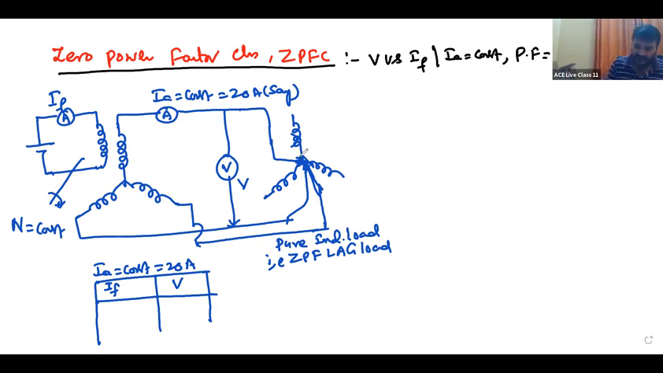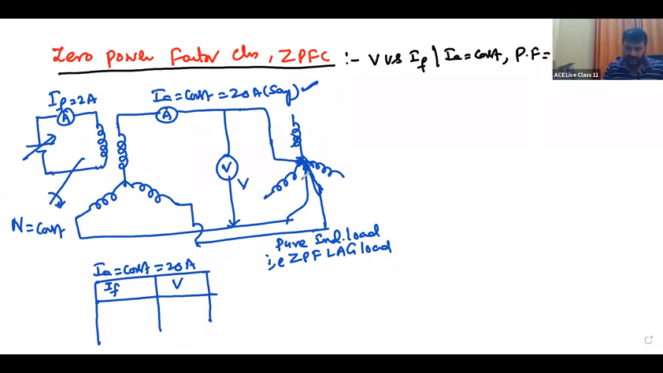Under short circuit condition, I will adjust the field current such that the current will be 20 amperes. This is important: every time you need to maintain 20 amperes. So for 20 amperes, say 2 amperes is to be given. When 2 amperes are given, we are getting 20 amperes.